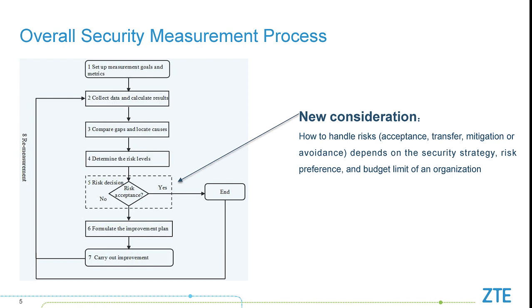How to handle risks depends on the security strategy, risk preference, and the budget limit of an organization. If we decide not to accept the risk, we need to improve our system and carry out the measurement again until the risk is acceptable. And the most important part in the process is to determine the metrics so that the security level of the whole system can be correctly described.